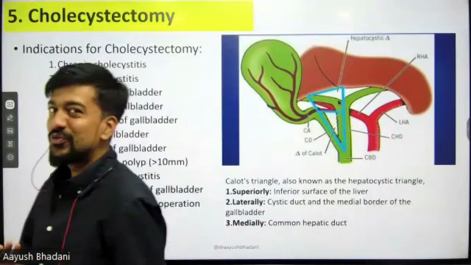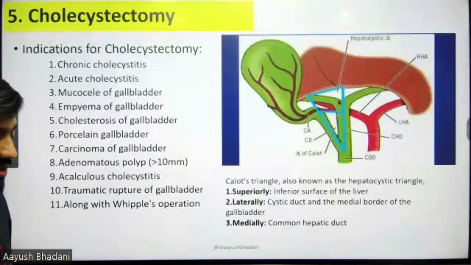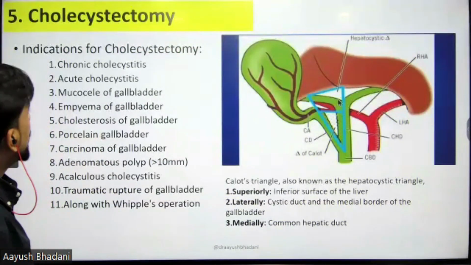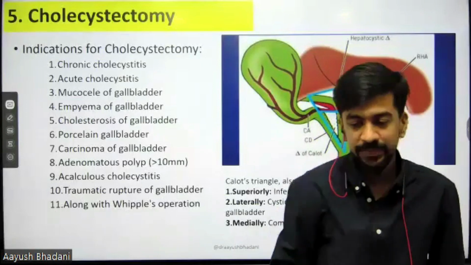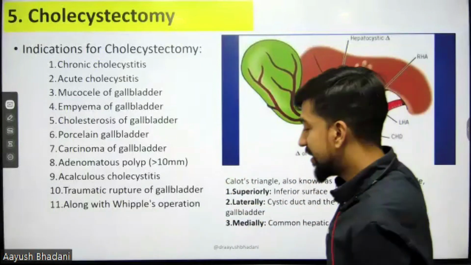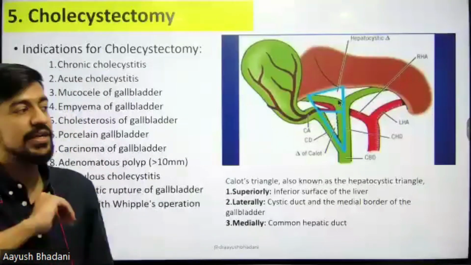So what we do mostly at AIIMS is the laparoscopic cholecystectomy. Very rarely we do an open cholecystectomy. But you need to understand a few important aspects. Number one is the indications. And number two is this famous triangle, the Calot's triangle or the hepatocystic triangle.